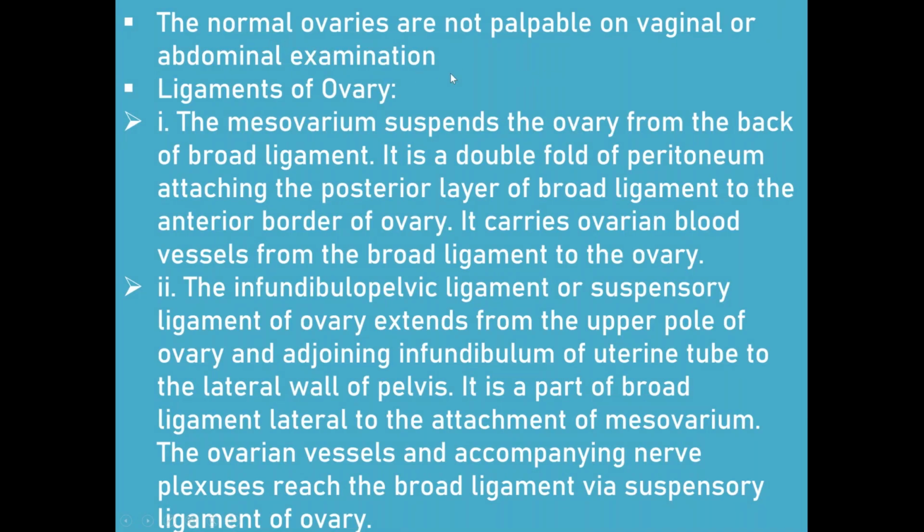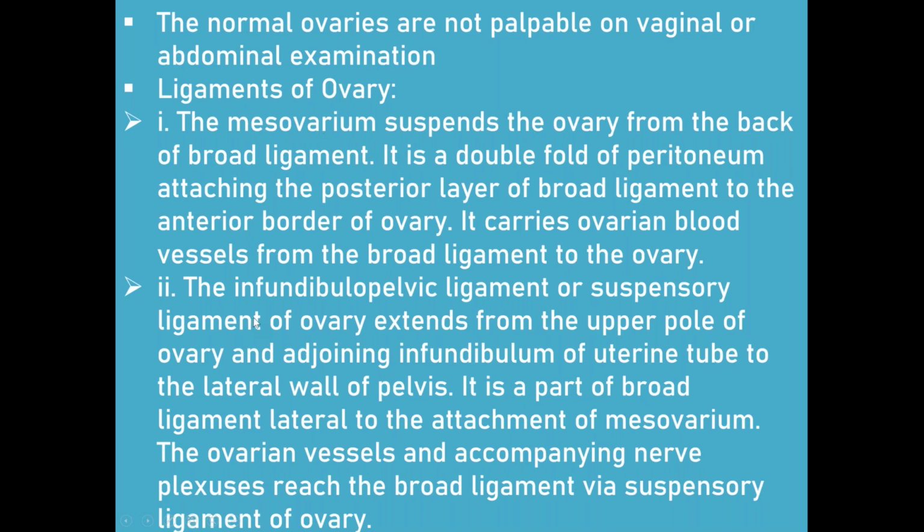Now the ligaments of the ovary in relation to the uterus and other organs. The normal ovaries are not palpable in abdominal examination, and they have ligaments. We have 3 important ligaments. The first is the mesovarium. It is the posterior extension of the broad ligament, and the function of the mesovarium is to transmit the ovarian vessels and nerves to the ovary. So this is the main function of the mesovarium.